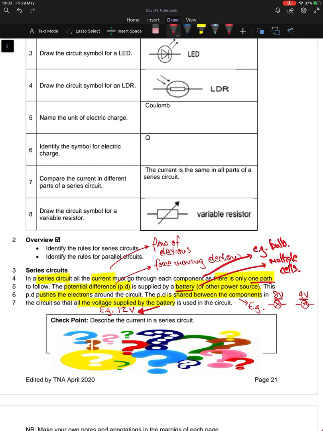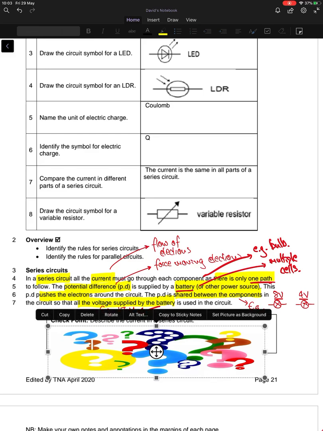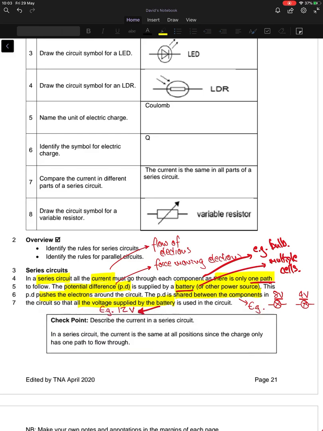So, checkpoint question. Have a little look at this. Could you answer this yourself? Describe the current in a series circuit. Pause the video and give yourself 30 seconds to come up with an answer. Right, you should have unpaused the video, so let's have a look at an answer. In a series circuit, the current is the same at all positions since the charge only has one path to flow through. So the key aspects of that definition are that the current is the same everywhere and the charge only has one pathway to flow through, one route.